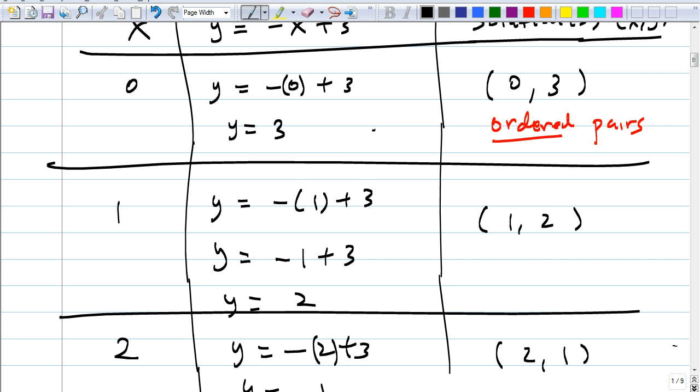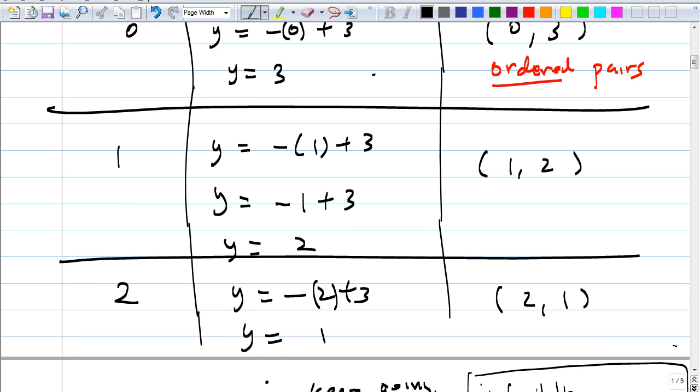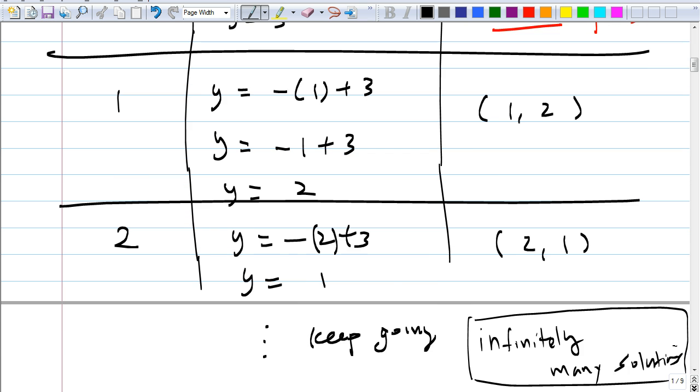Also (1, 2). Also (2, 1). And you could keep going forever. You could plug in any values of x. You give me any value of x on a number line, and I could give you the y that makes it so that when you add them together, it equals 3. So there are infinitely many solutions.